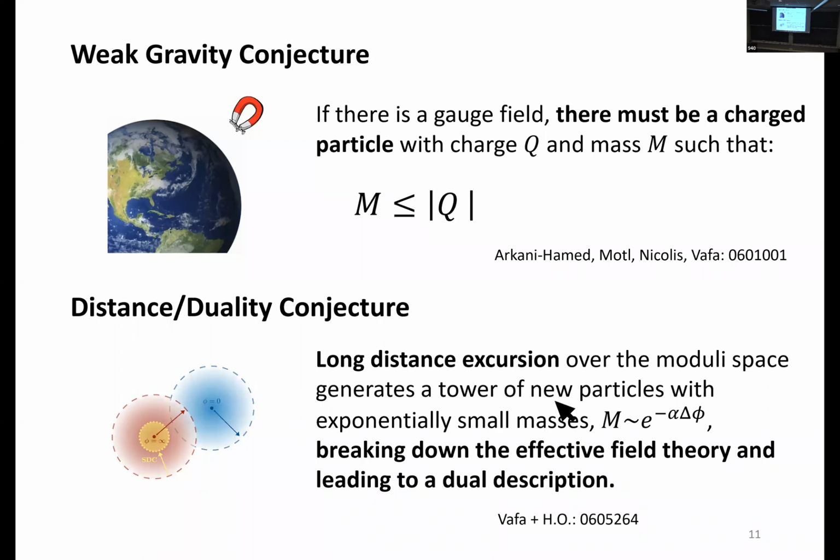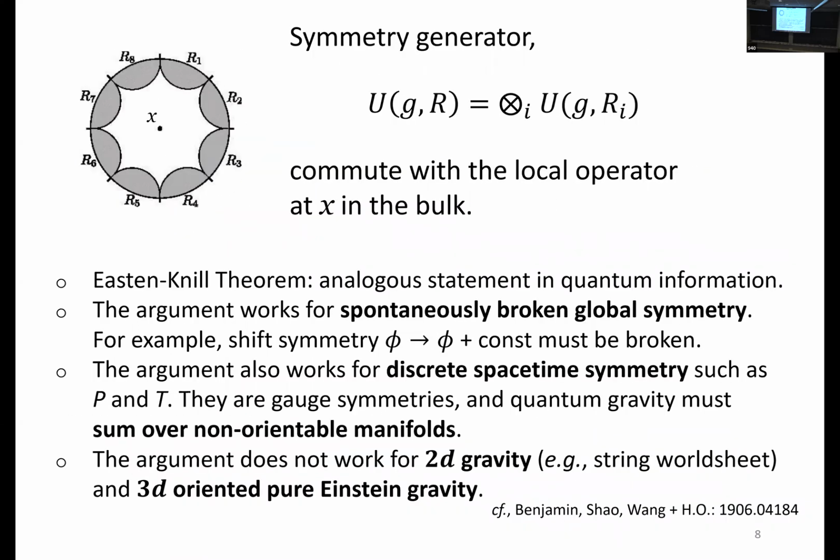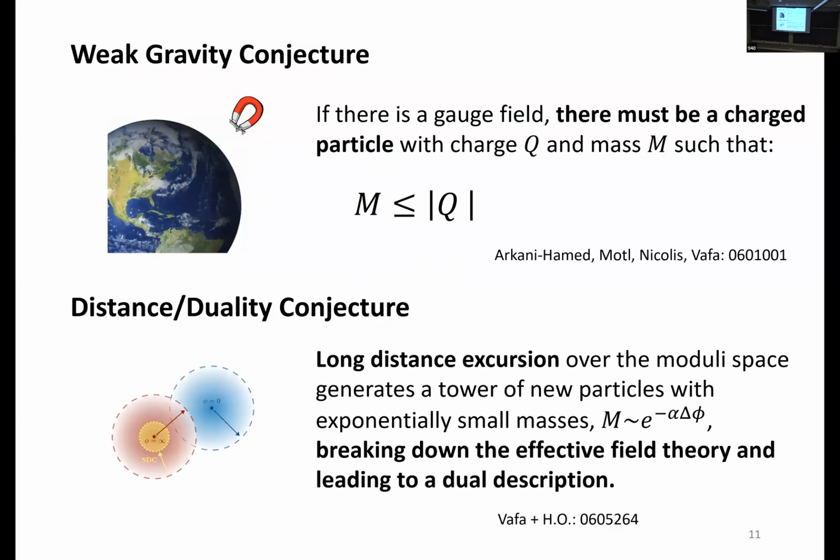And for the distance conjecture, Cumrun and I said that long distance excursion over moduli space generates a tower of new particles with exponentially small mass, exponential in the sense of the distance that the moduli field traversed. And if such an exponentially large number of particles appears, the low energy effective theory breaks down. This is motivated by the fact that the absence of global symmetry means that shift symmetry must be broken at some level. And our distance conjecture predicts a precise way in which this breakdown occurs. So these are more quantitative versions.